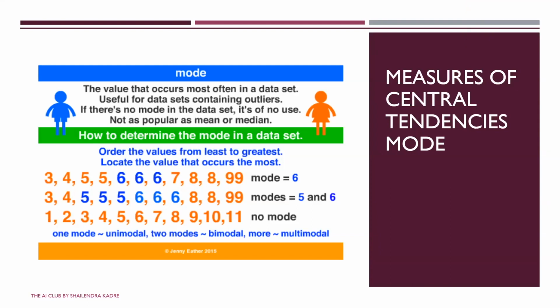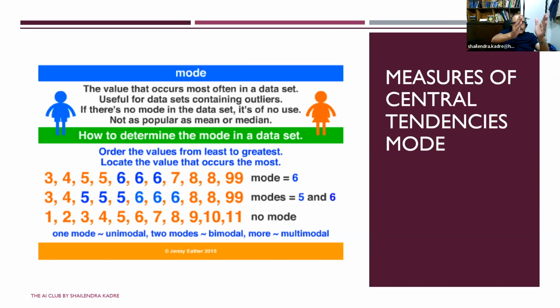One mode is called unimodal. 2 modes are called bimodal. And there are more modes like that. Suppose 555, 666, and 777 are also there, so modes will be 5, 6, and 7. That is called trimodal, or multimodal. Modes can be any number. If something is repeated the highest number of times, there is no dispute; that will be the mode.